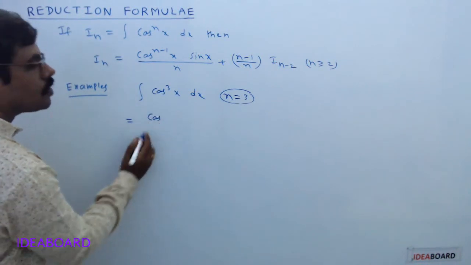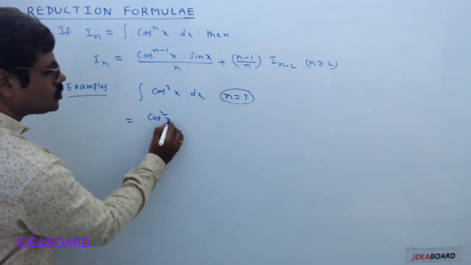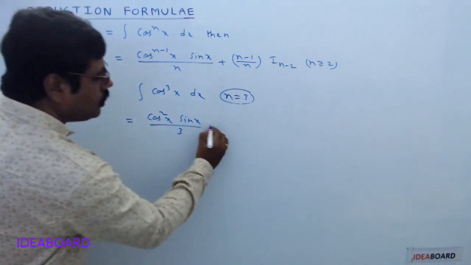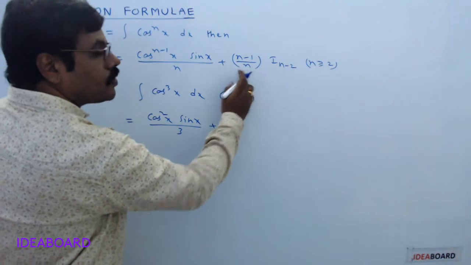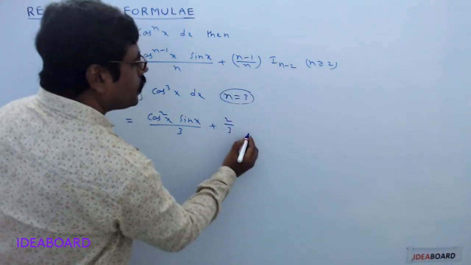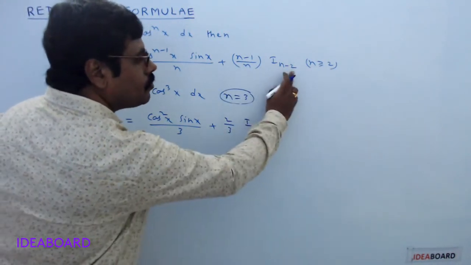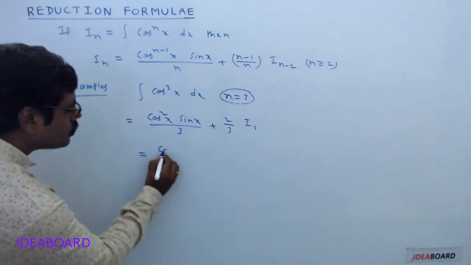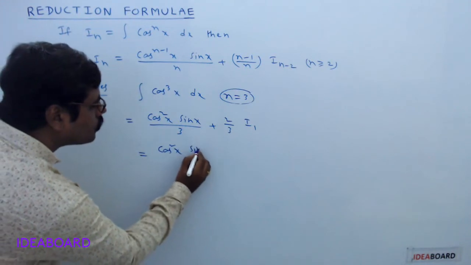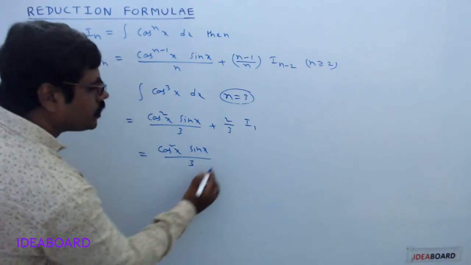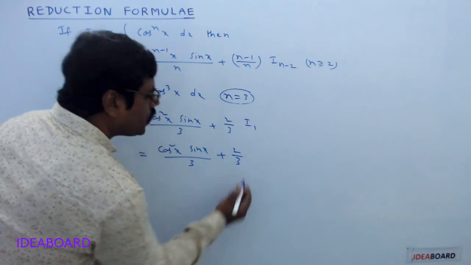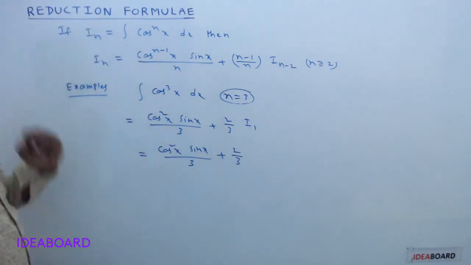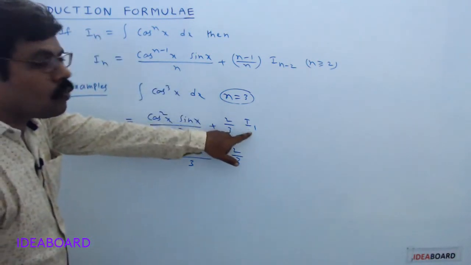This is cos power 3 minus 1, so cos square x into sin x divided by 3, plus n minus 1 divided by n, it is 2 by 3 into I 3 minus 2, I1. This equals cos square x into sin x divided by 3 plus 2 by 3 into I1. If you compare this I1 with In, n value is 1.